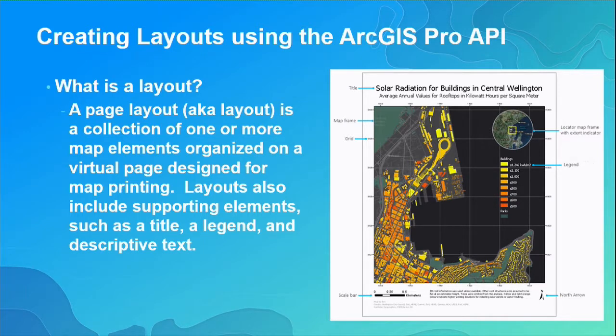So next, I want to talk about creating layouts using the ArcGIS Pro API. This is a feature that is new, introduced in the API in 2.1. That's why we're going to talk a little bit about it. If you don't know what a layout is, a page layout, also known as layout, is a collection of one or more map elements organized on a virtual page designed for map printing. Layouts also include all supporting elements such as a title, a legend, and any kind of descriptive text. You can see an example taken from our documentation on the right side. That would be a layout.